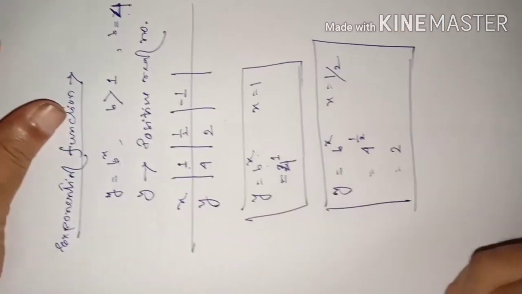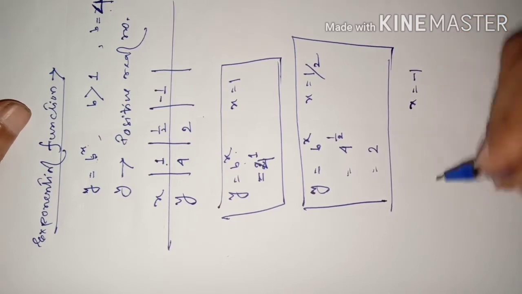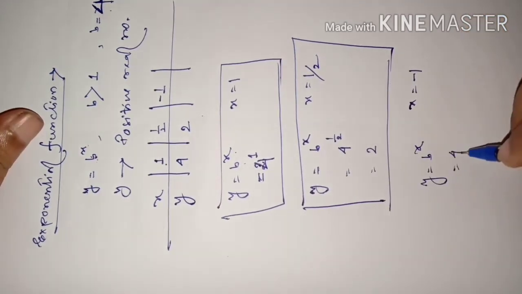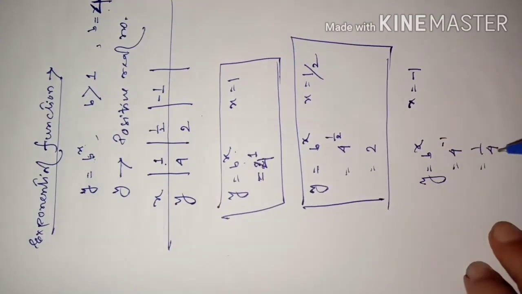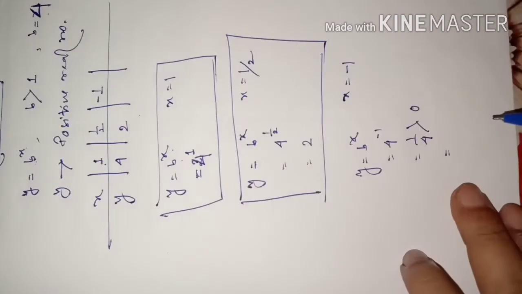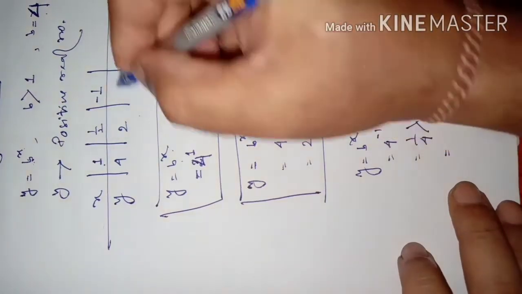Now if I take x equal to say -1, then y will be equal to b to the power of x. So 4 to the power of -1. That means 1 by 4. So it is still greater than 0. Greater than 0 means it is a positive number, 1 by 4.